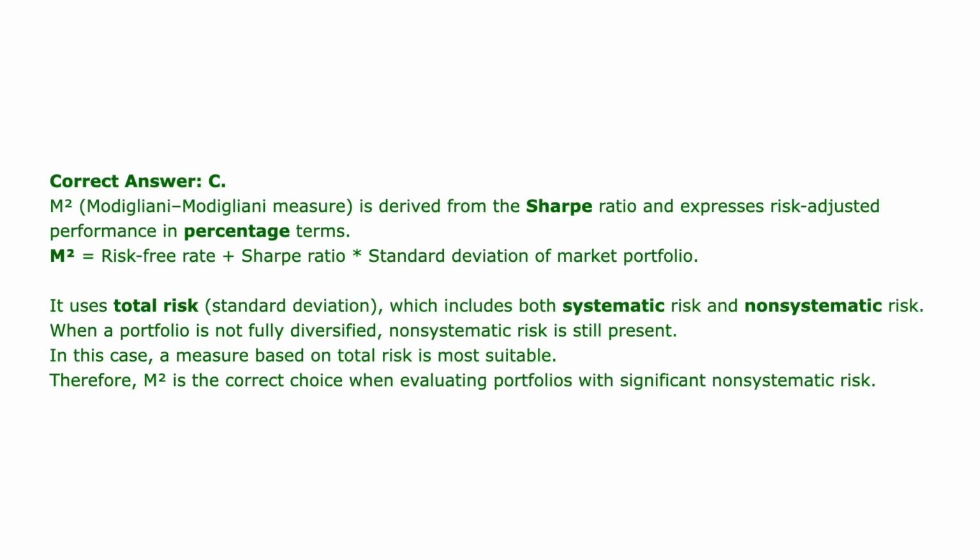M² is derived from Sharpe ratio and uses total risk, standard deviation, which includes both systematic and non-systematic risk. Suitable when non-systematic risk is still present.